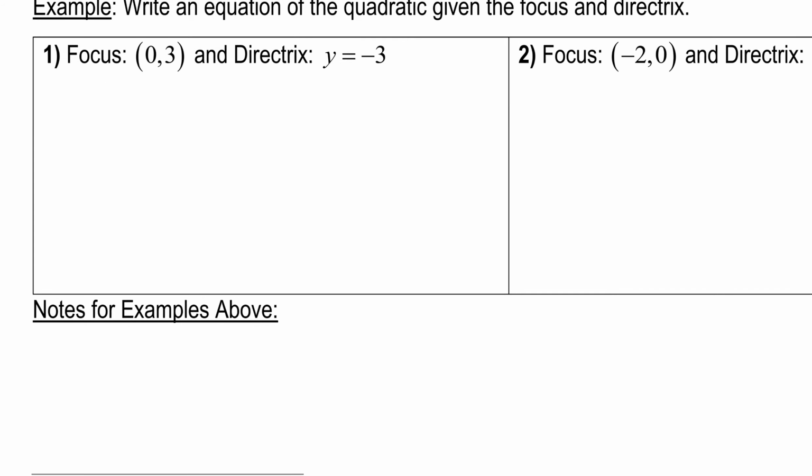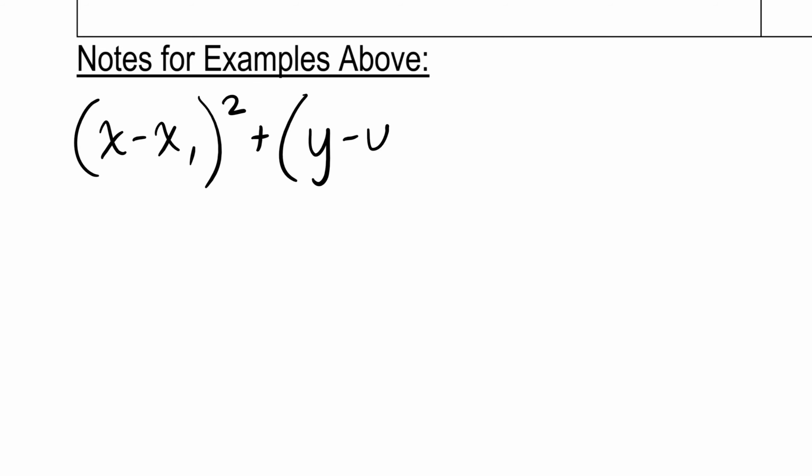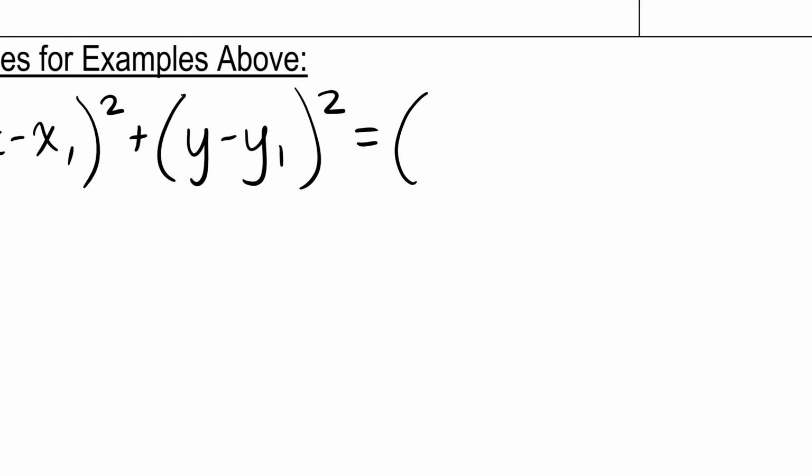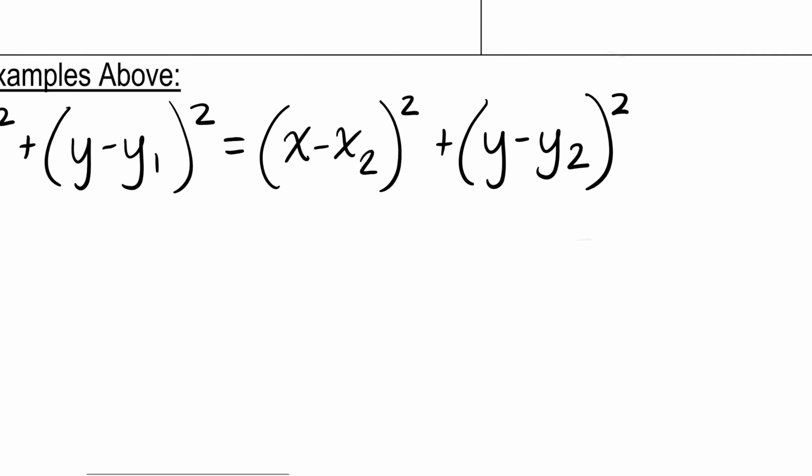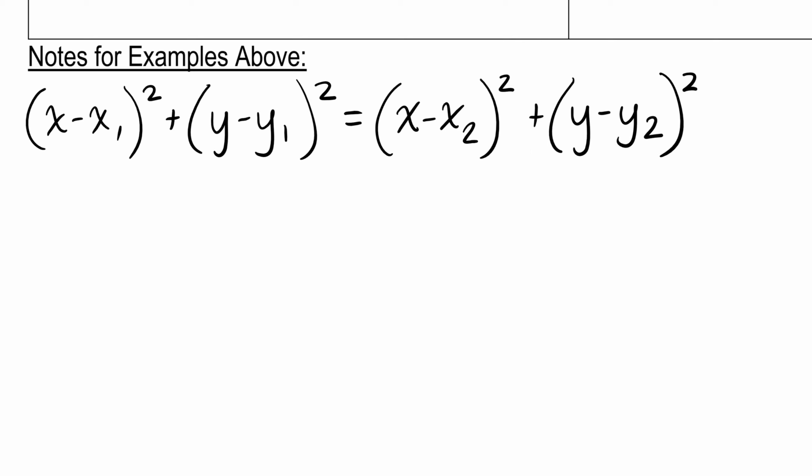Example: write an equation of the quadratic given the focus and the directrix. So let's go ahead and write an equation that you will need to use for these. The equation is (x minus x1) squared plus (y minus y1) squared equals, and then kind of the same thing, (x minus x2) squared plus (y minus y2) squared. So it looks like a long equation, but it actually gets pretty short pretty fast, so it's not too bad.